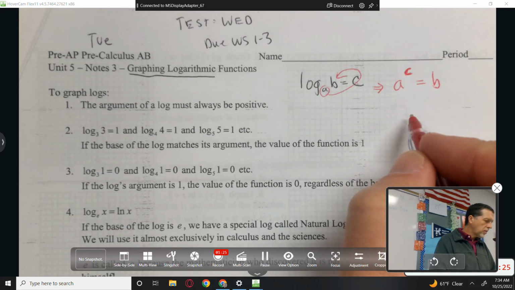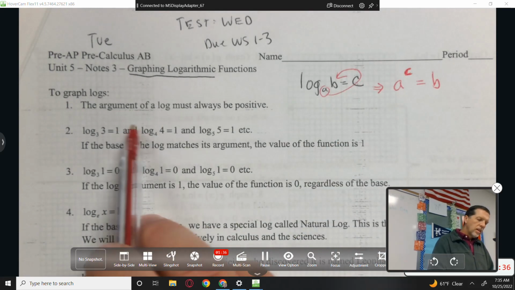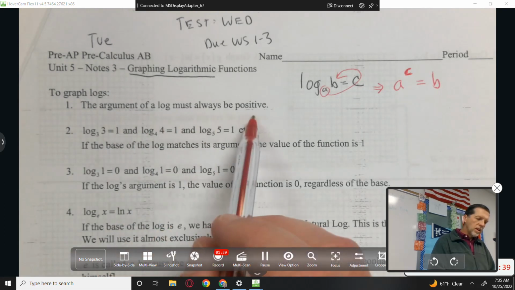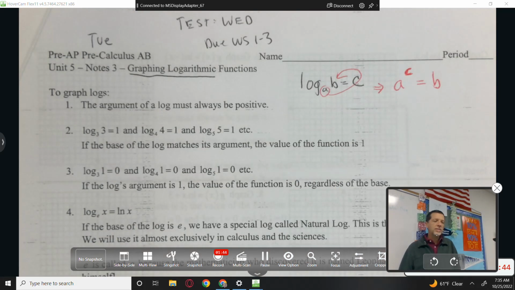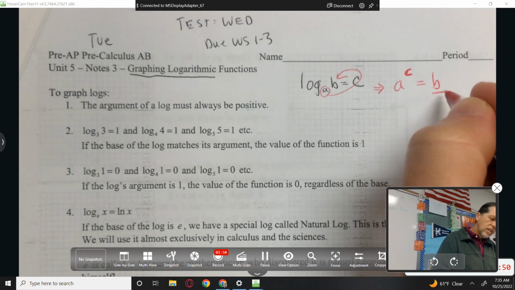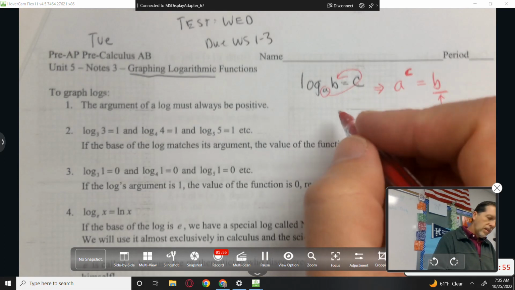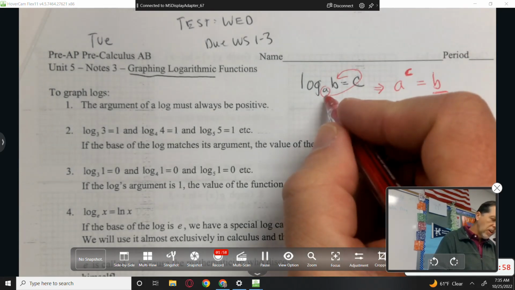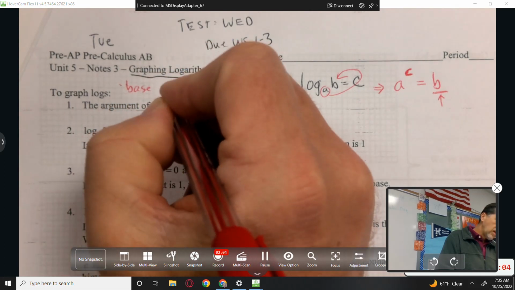So a couple of things about this. Number one, the argument of a log, that's B, must always be positive. Well, the reason is we should probably start with the base. The base is always positive. Let's start there.